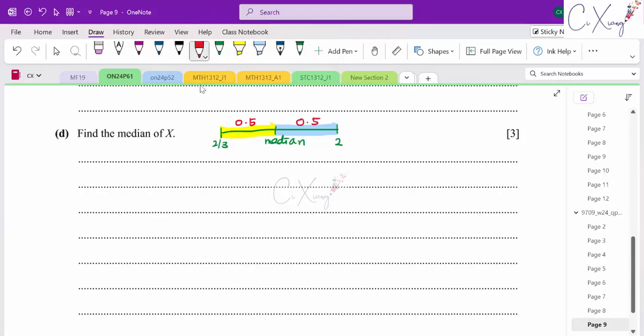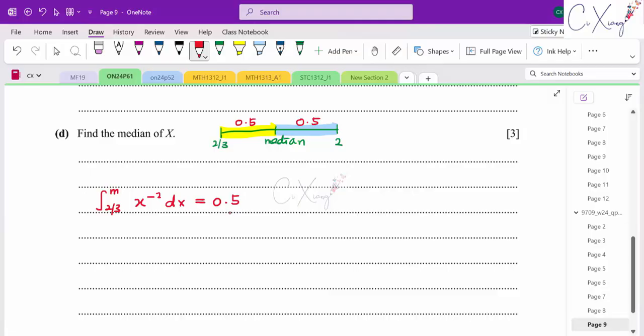Okay, so for me, I will start from the lowest limit first. So 2 over 3 until median. Median, I put it as m. Okay, so what is the function that we have? The function that we have is x power negative 2. And then I let it equal to 0.5. Because I know that the lowest limit until the median covers 50% of the whole set of data. So we integrate from 2 over 3 until median, you will let it equal to 50%, which is 0.5.